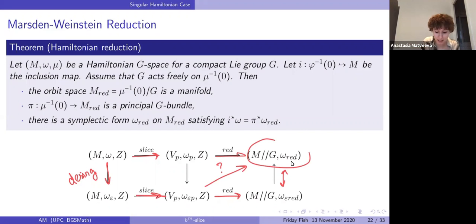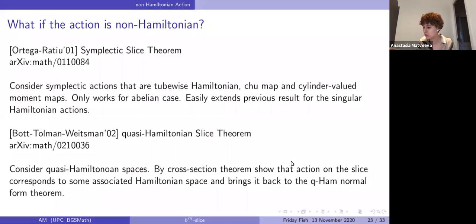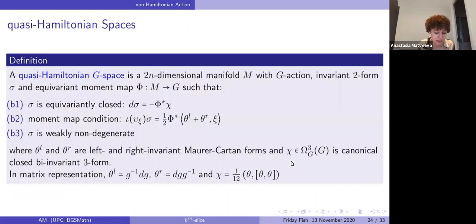And let me now go to the last part of the talk. I'll try to be fast here. The question is, what if our action, the H action itself, was not Hamiltonian? In the case when the structure is not singular, there are two approaches to that. One can be seen in the work of Ortega and Ratiu. Another, which I will pay more attention to here, is by Tolman and Weitsman. They prove a Slice theorem for quasi-Hamiltonian spaces, and let me define quasi-Hamiltonian spaces here.